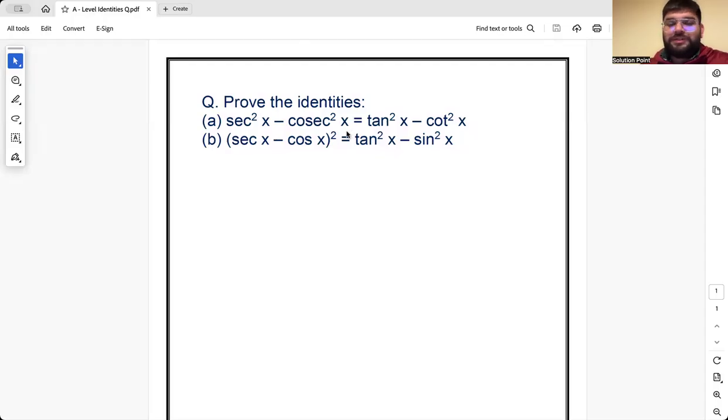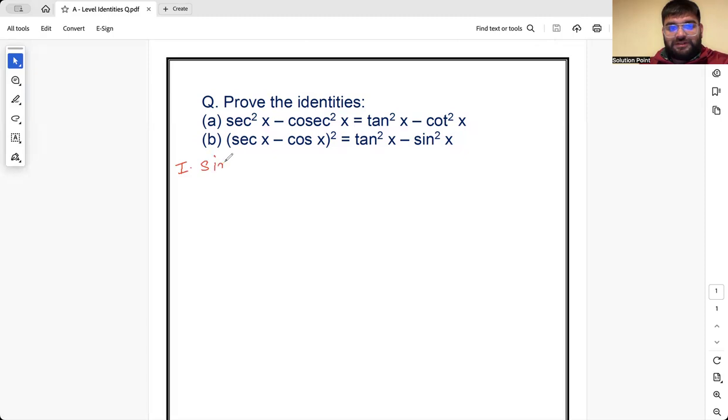Welcome to Solution Point. So in this video, we will discuss this question which is based on trigonometry. This question is from one of the previous year A-level paper. Before proceeding for this question, we need to discuss three major identities which we are going to use here.